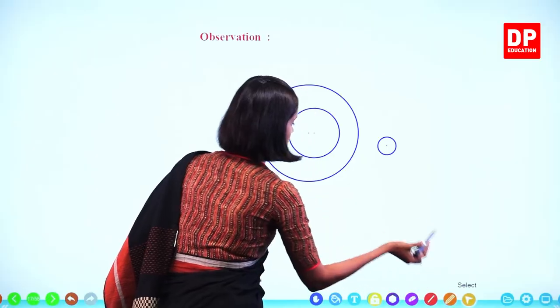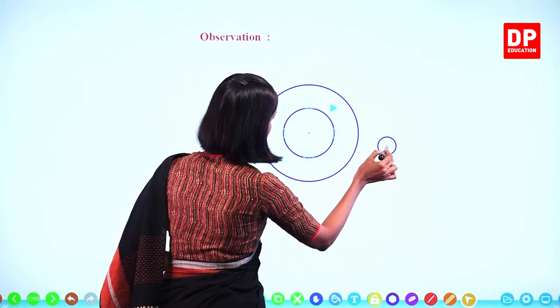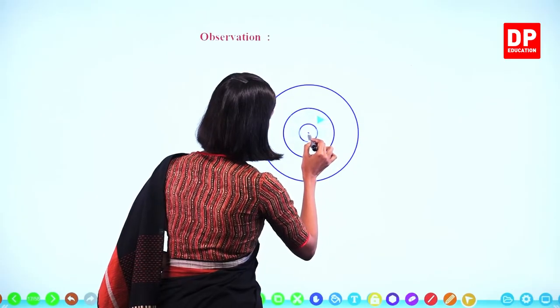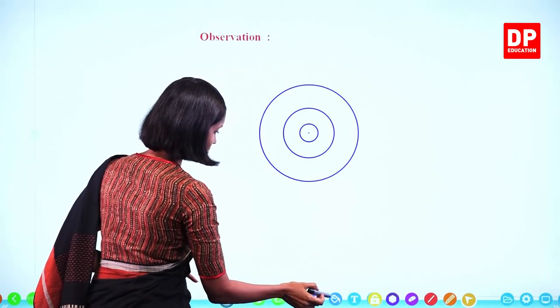Right. Let's consider this with the same center. And we'll color them in three colors.